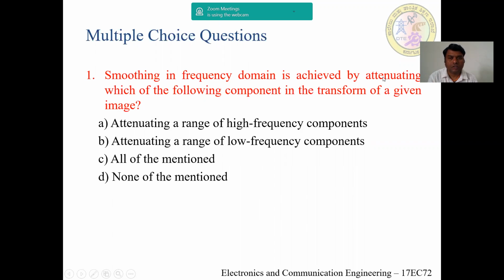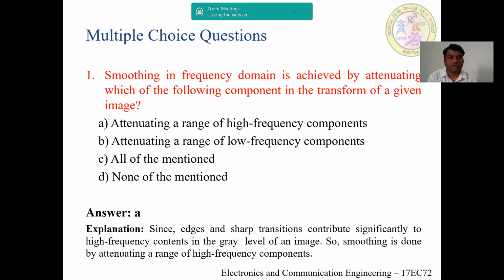Smoothing in the frequency domain is achieved by attenuating which of the following components in the transform of a given image? A. Attenuating a range of high frequency components. B. Attenuating a range of low frequency components. C. All of the mentioned. D. None of the mentioned. Answer is A, attenuating a range of high frequency components. Since edges and sharp transitions contribute significantly to high frequency content in the gray level of an image, smoothing is done by attenuating a range of high frequency components.